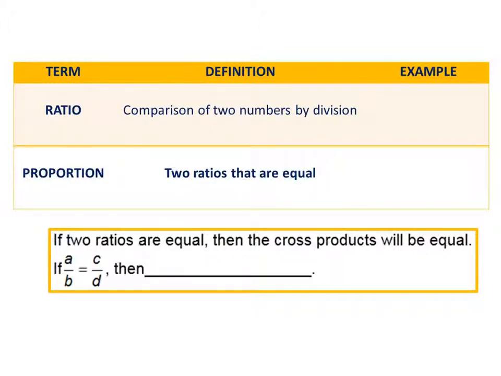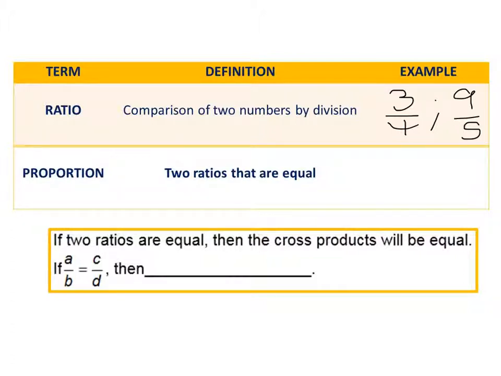What we're looking at is a ratio or proportion. A ratio is a comparison of two numbers by division. So a ratio is 3/4 or 9/5, just a comparison of two numbers.